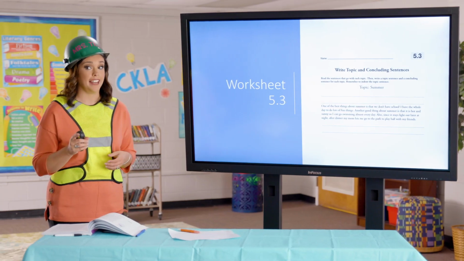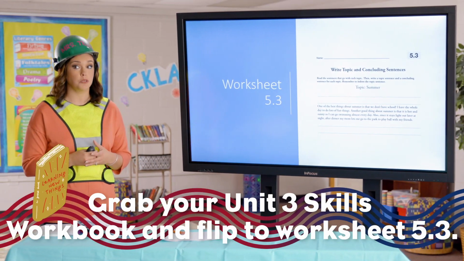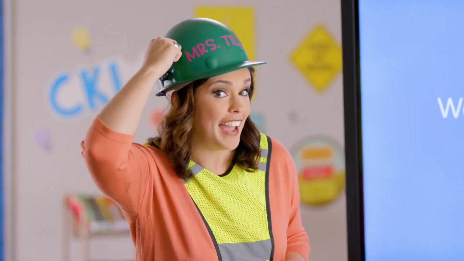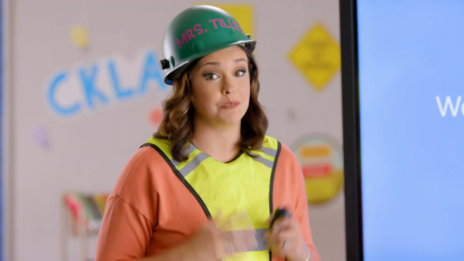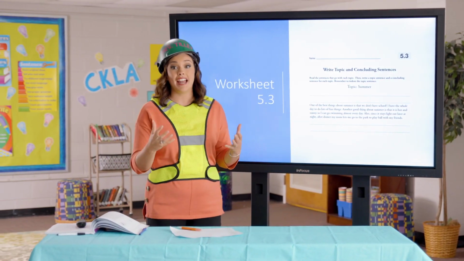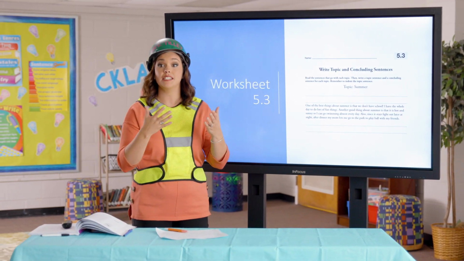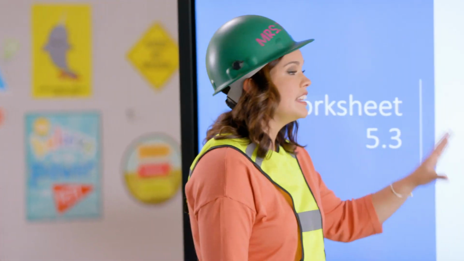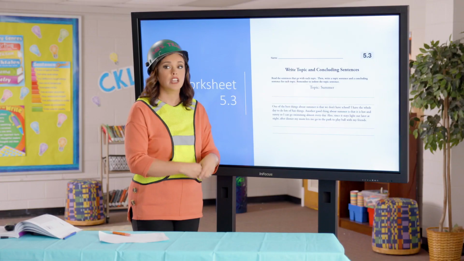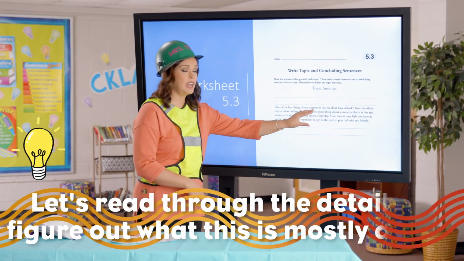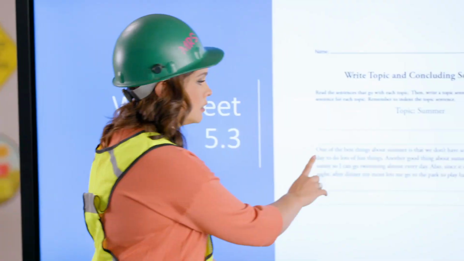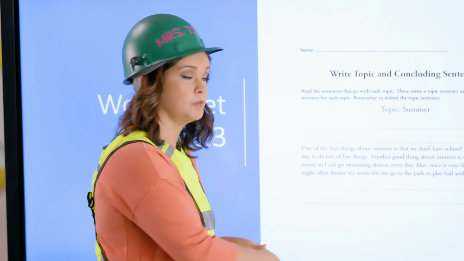Now it's time for us to practice. Go ahead and take out your Skills Workbook and flip to worksheet 5.3. Get out your hard hat because now it's time for us to construct some topic sentences together. Remember how in the last lesson we were given the topic sentence and we made the details. In this activity, we're given the details and we're going to construct the topic sentence. So the first thing we need to do is read through the details and try to figure out what this paragraph is mostly about. Read along with me on your worksheet page.